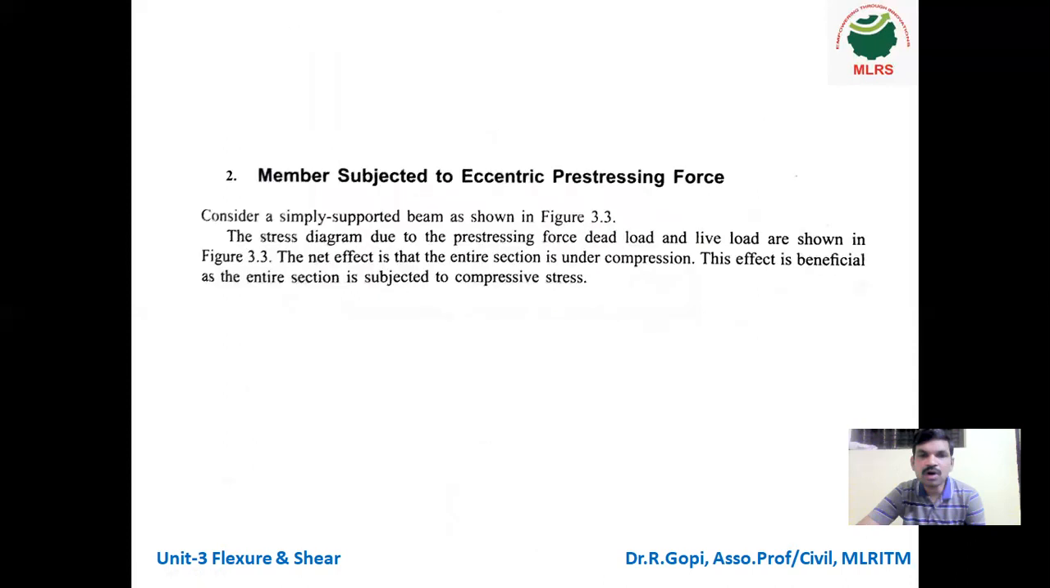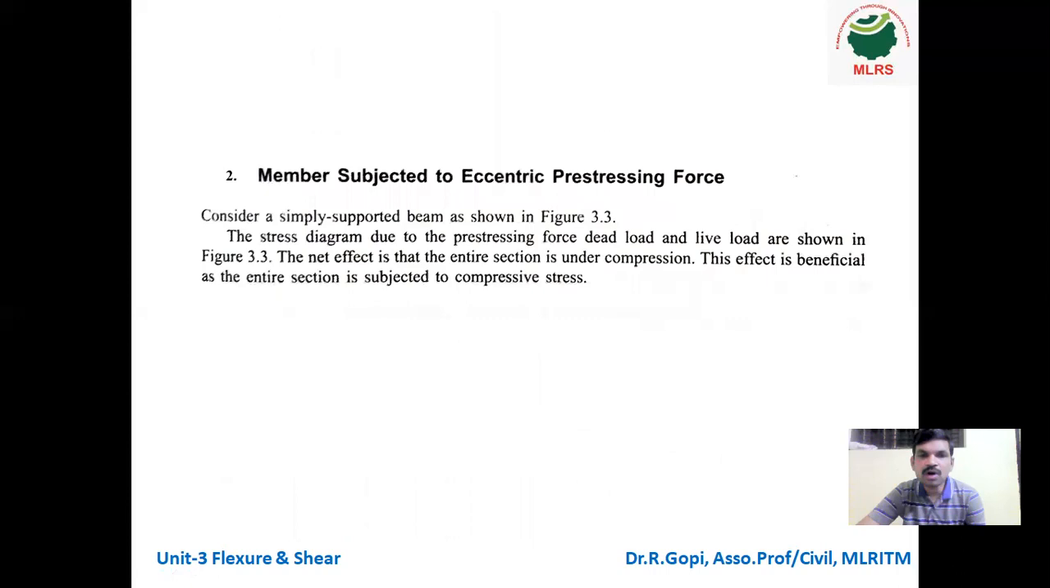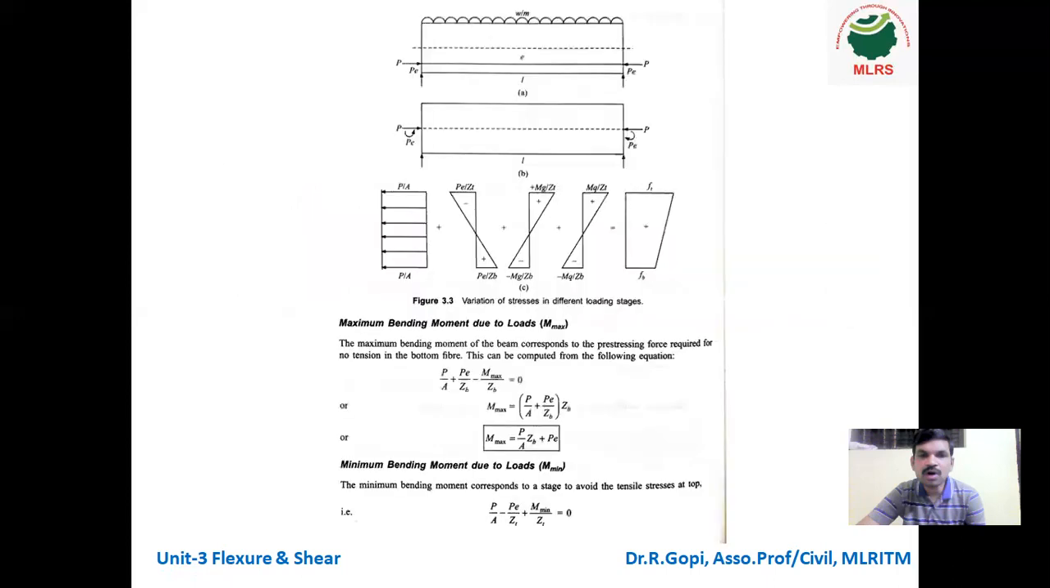So next, coming to member subjected to eccentric prestressing force. This diagram shows the concentric case. Concentric means the prestressing force acts exactly at the center of the beam. Eccentric means the prestressing force is applied, acting at some distance from the centroid. You can see in this diagram.